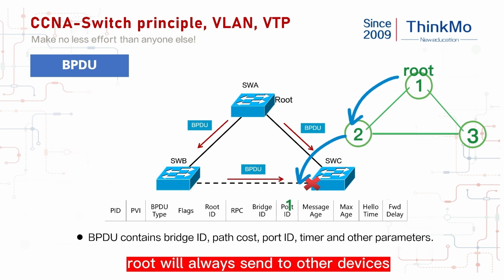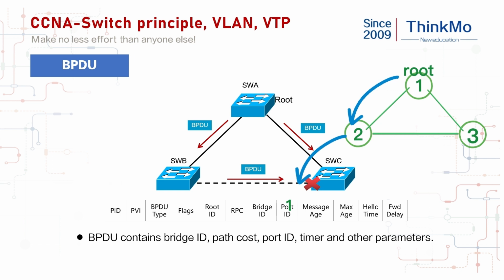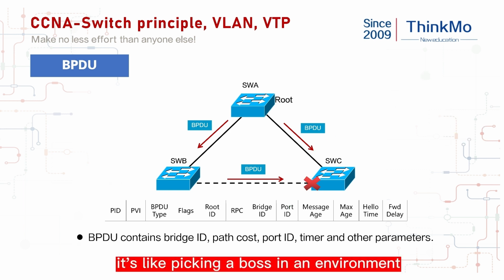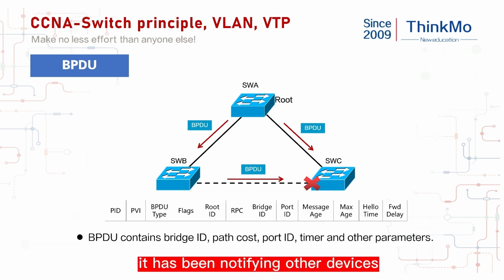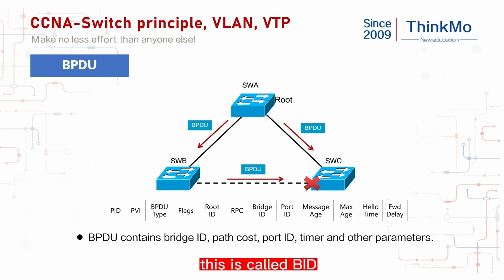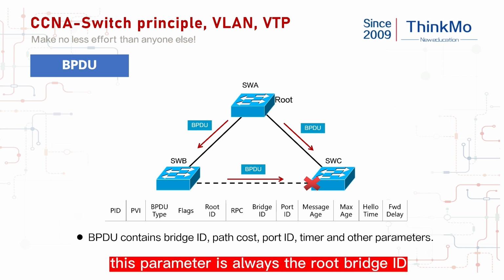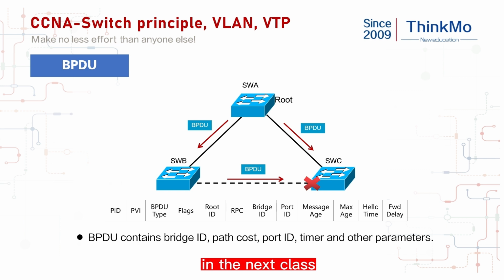Root will always send to other devices, and other devices will keep sending. It's like picking a boss in an environment. The boss must always tell others that he is the boss. It has been notifying other devices, and they keep acknowledging it. This is called BID. This parameter is always the root bridge ID. Let's talk about how to represent this ID in the next class.